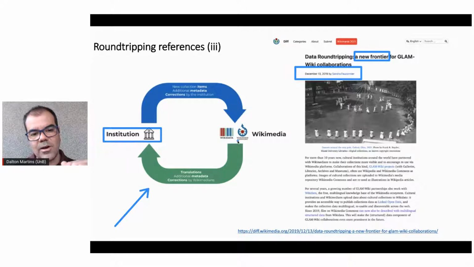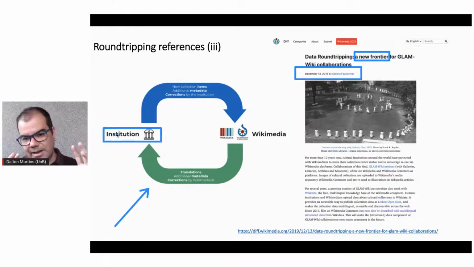And going from Wikidata and Wikimedia Commons to the institutions, we have the translations, the additional metadata and corrections by Wikimedians. So this is the idea of the round tripping. We have the institution database on one side, and we have these information networks on the other side, and we can put these two information systems to exchange and share information between them.